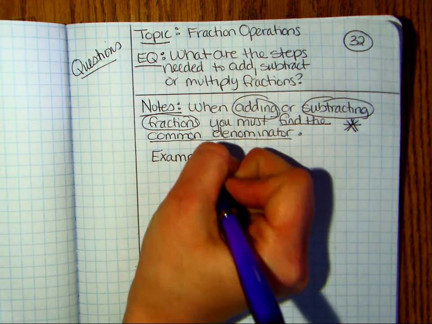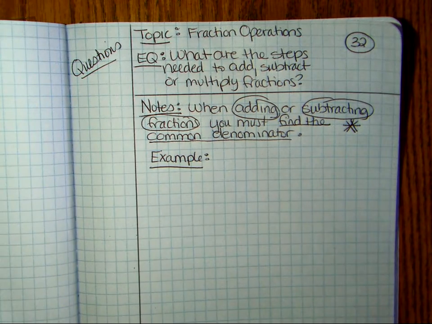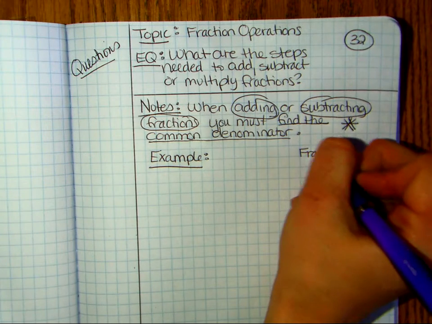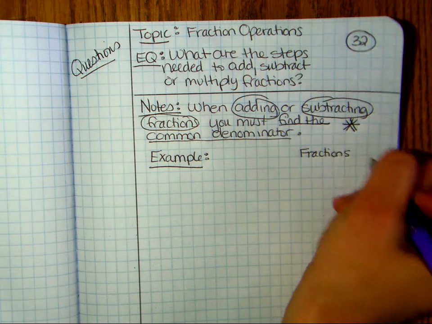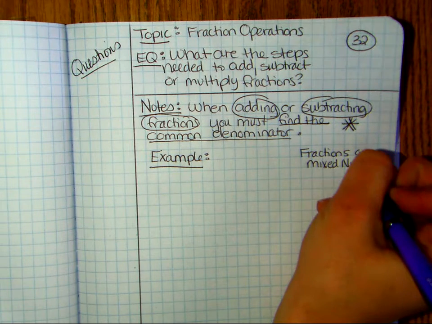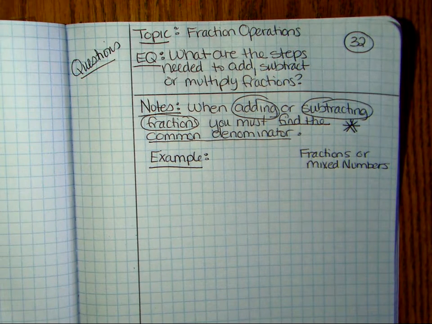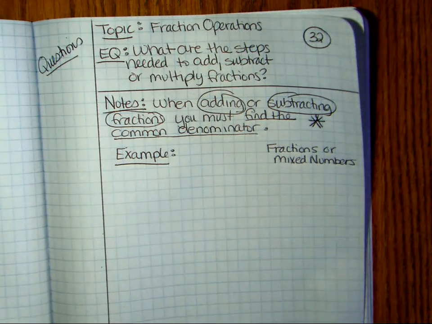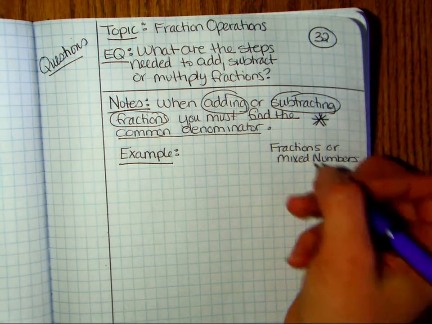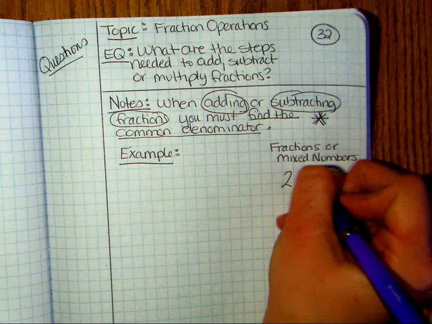Next, we're going to put in an example. Now, before I do that, I want to do a little bit of a refresher on fractions. So with fractions, or mixed numbers, remember, a mixed number is basically a fraction with a whole number attached to it. When we have that situation happening, like, for example, 2 and 1/2.